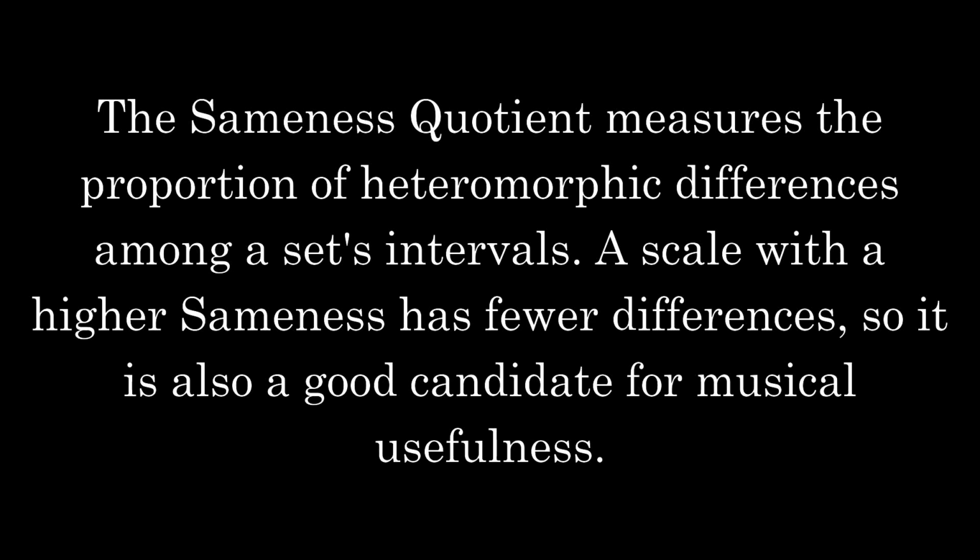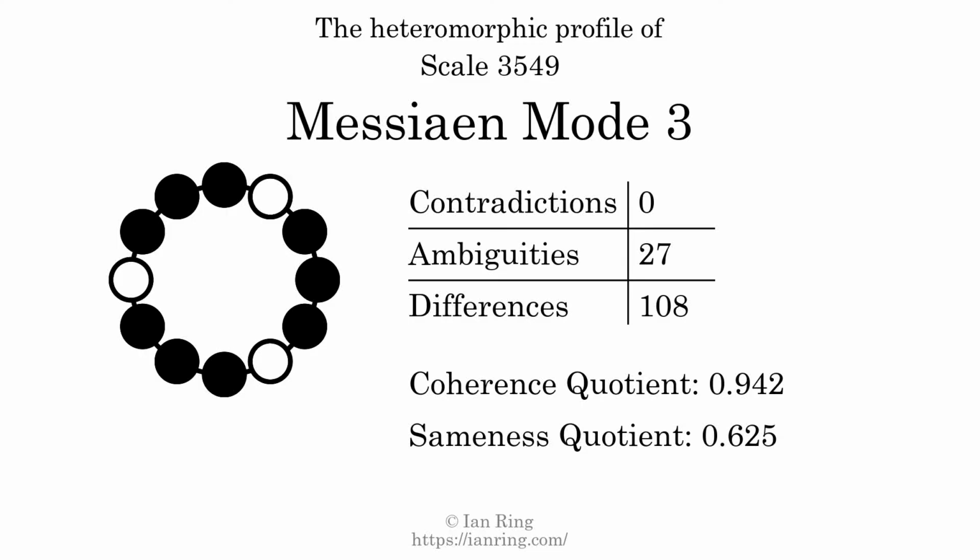The sameness quotient measures the proportion of heteromorphic differences among a set's intervals. A scale with a higher sameness has fewer differences, so it is also a good candidate for musical usefulness. The sameness quotient is 0.625.